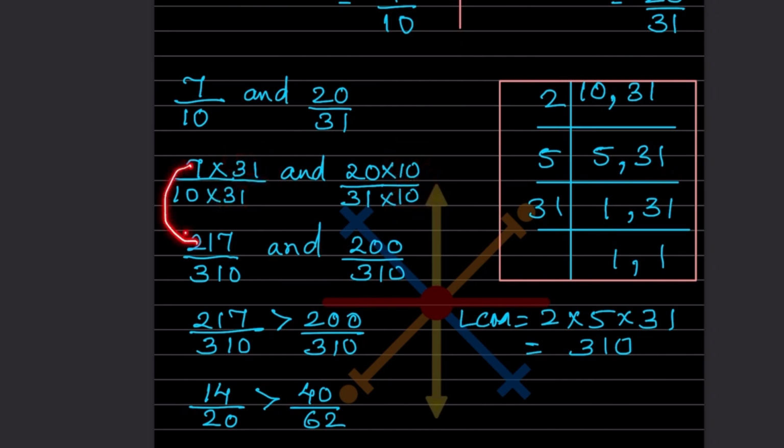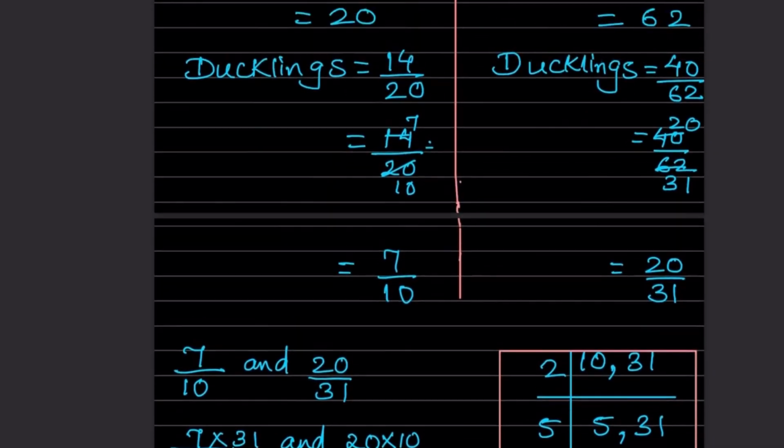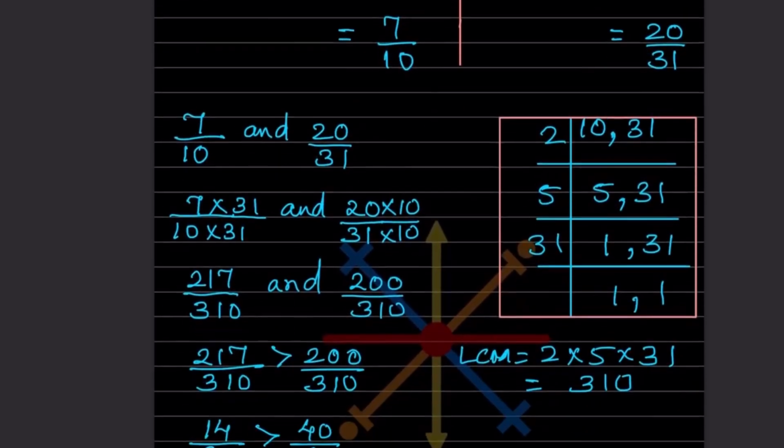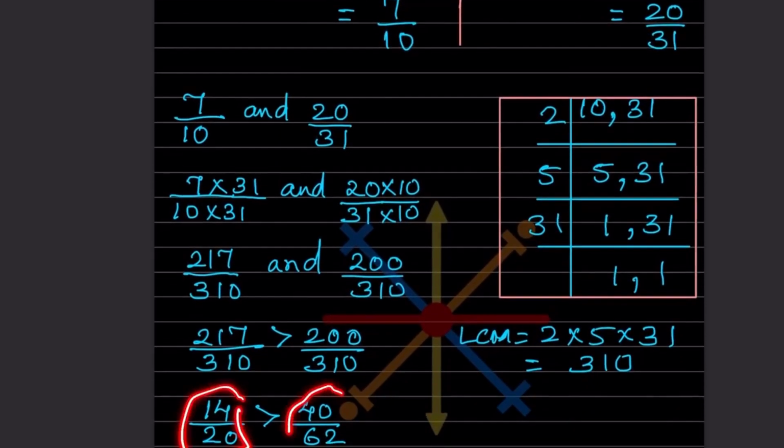31 sevens are 217 over here. Then this is 310, 200, 310. Now you are going to compare this and this one. So 217 is bigger than 200. Can you see here? And what is that? That is 14 out of 20, the ducklings, isn't it? And here in pond 2, that is 40 out of 62.